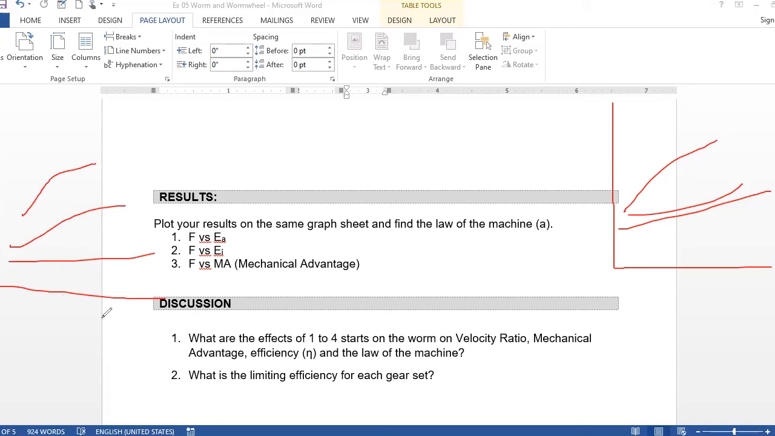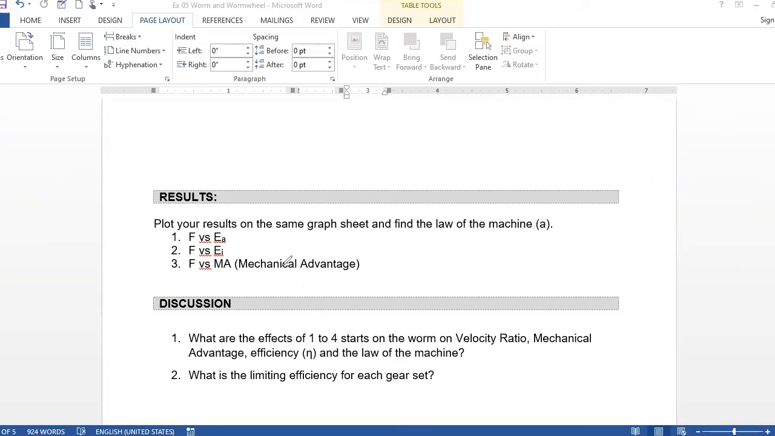Maybe this one is the load. This one is what? EA. Let's say this one is the EA. And this one is the EI. And this one is the MA.